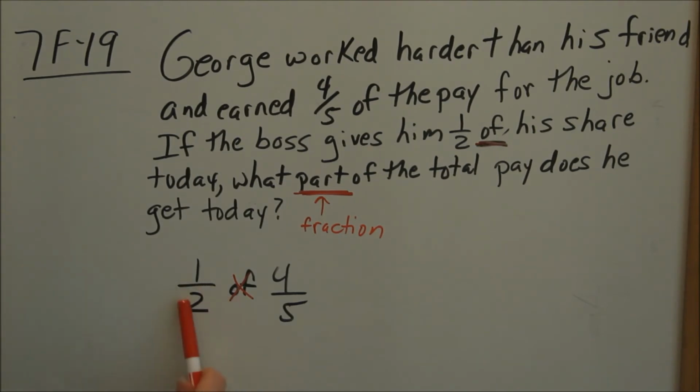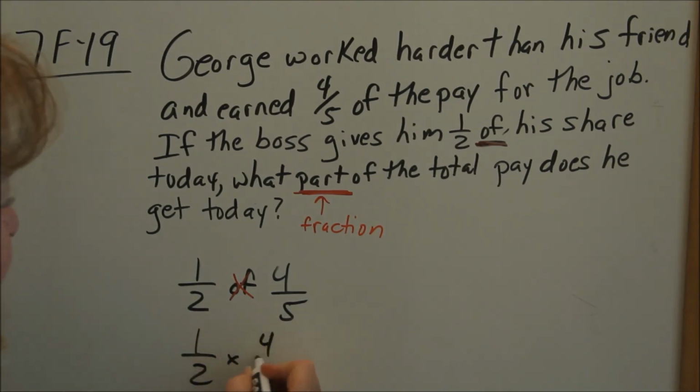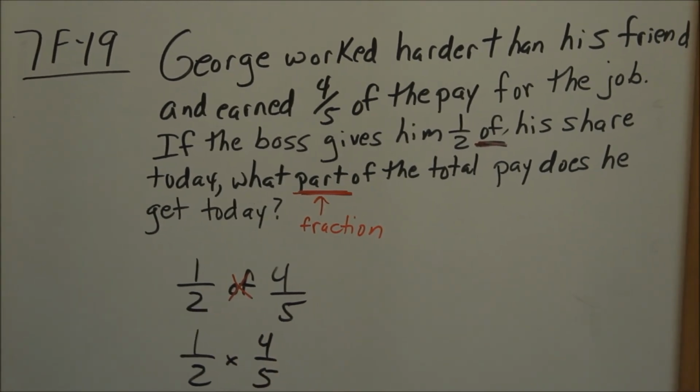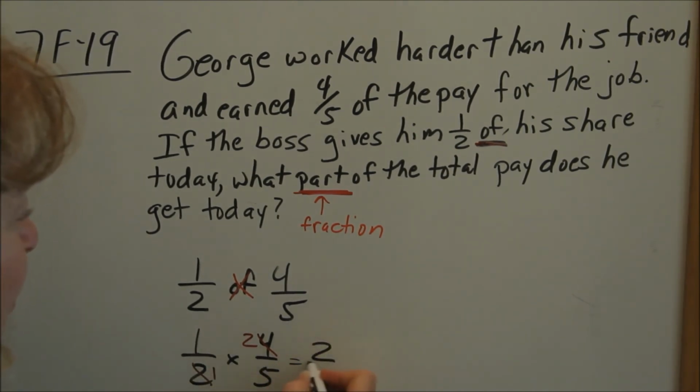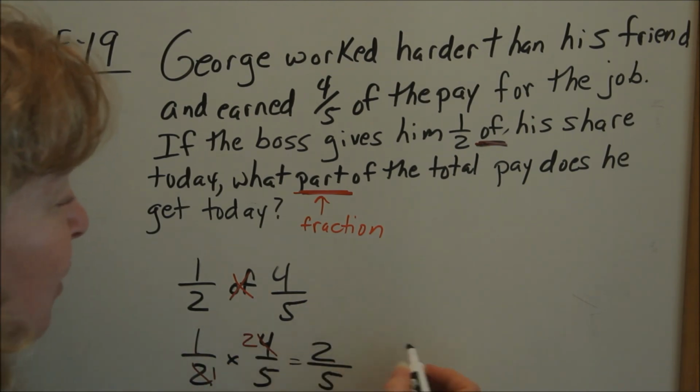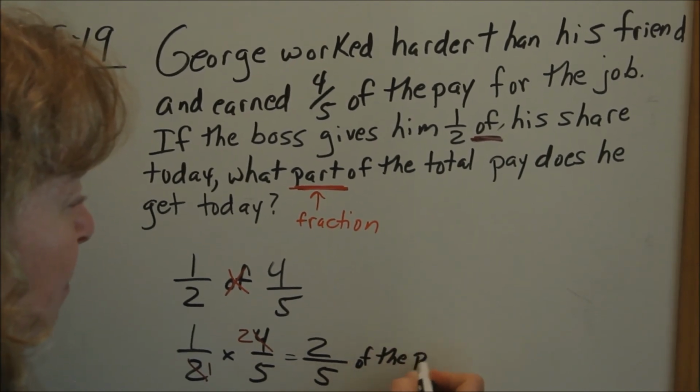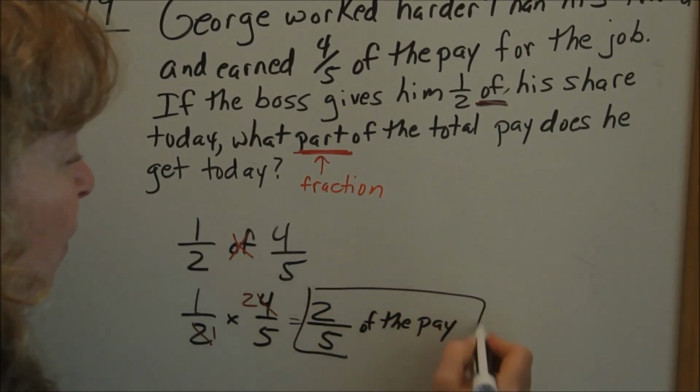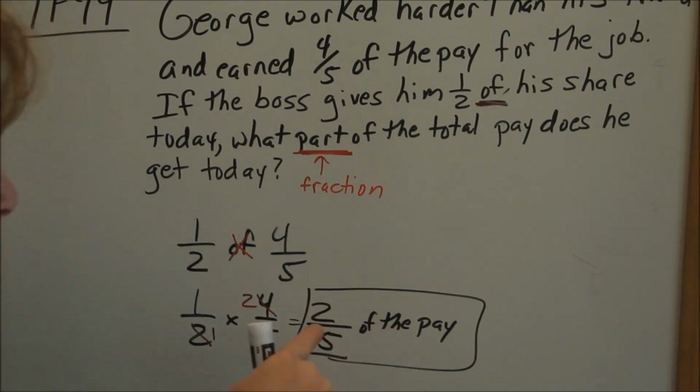And if you can write it out with 1/2 of 4/5, then now you know to multiply. So basically you have 1/2 times 4/5. Look to see if you can reduce in the problem. I can reduce 4 and 2 from numerator to denominator. I can divide them both by 2, so that becomes a 1, and this becomes a 2. Now you just multiply straight across. 1 times 2, 2. 1 times 5, 5. So he got what part of the total pay? He got 2/5 of the pay. Don't forget, when you have a word problem, put words at the end so you know what this answer represents.